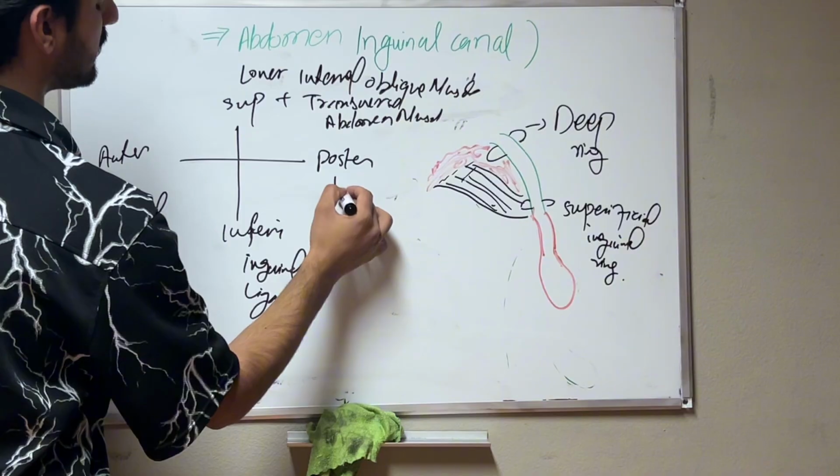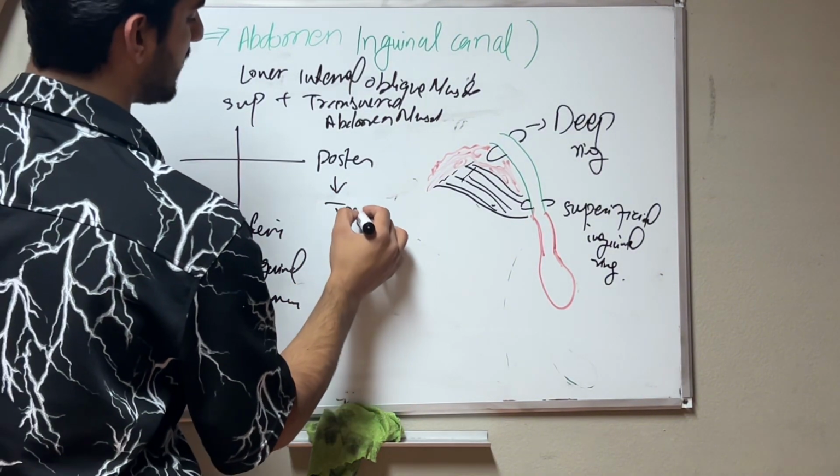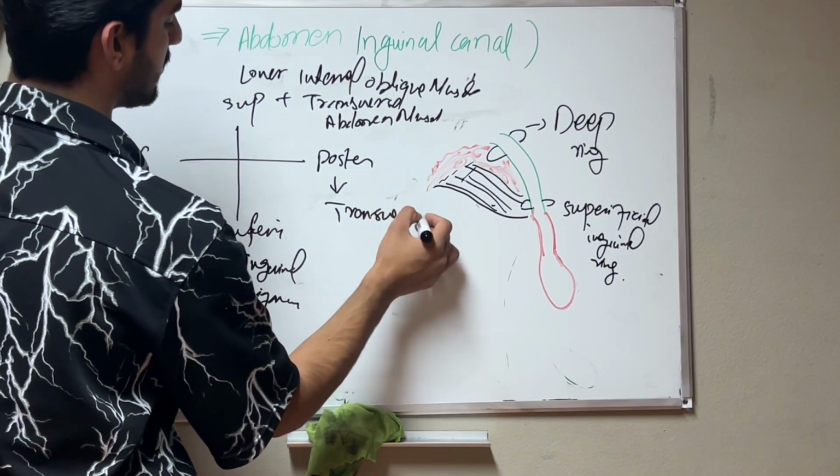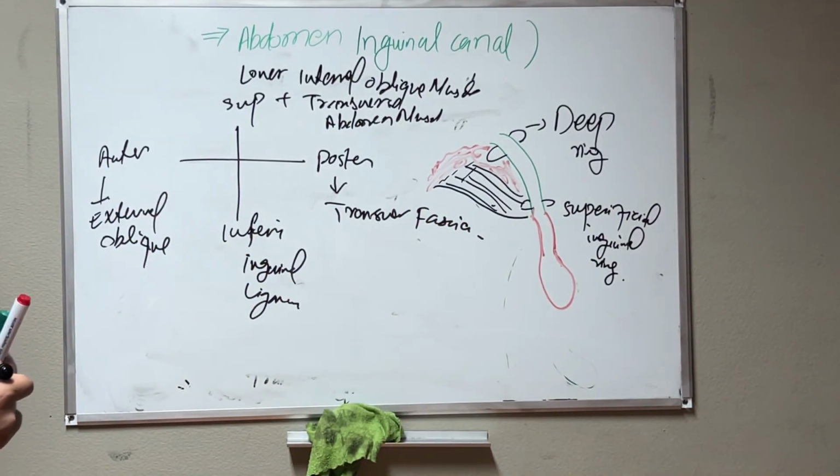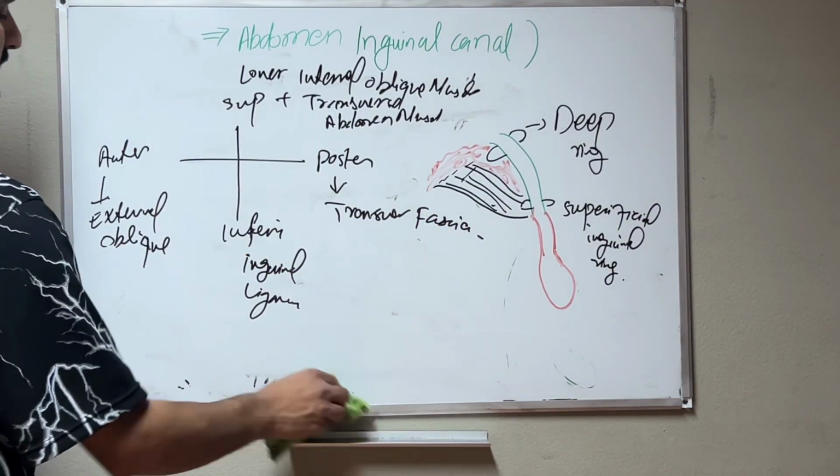And posteriorly we have the muscle, and we have fascia, the transverse fascia. These are the four walls of the inguinal canal. Okay, this is how we talk about the walls of the inguinal canal.